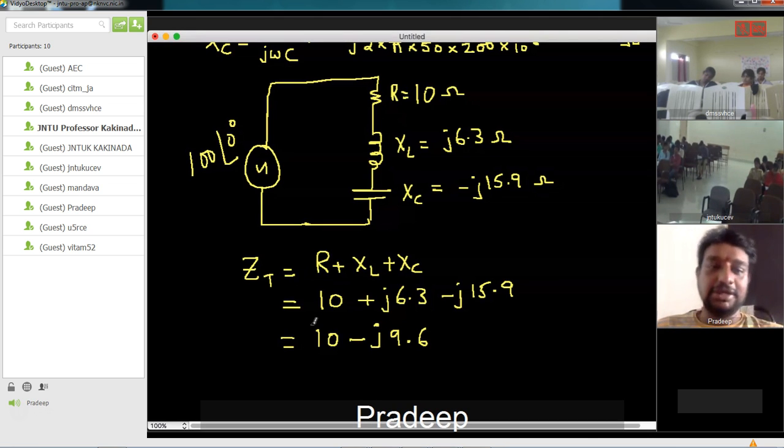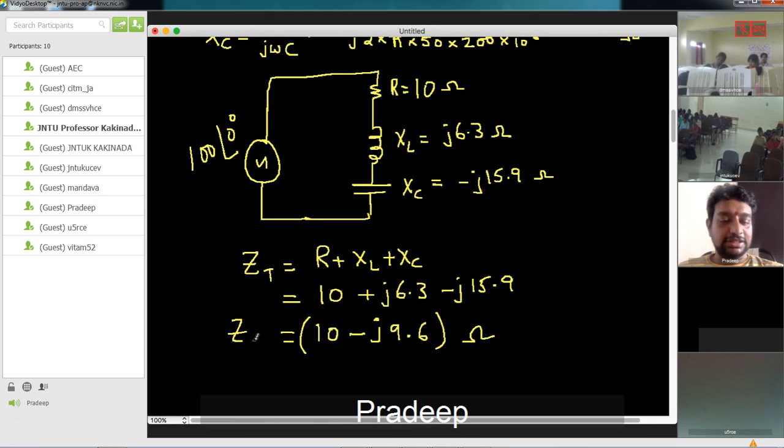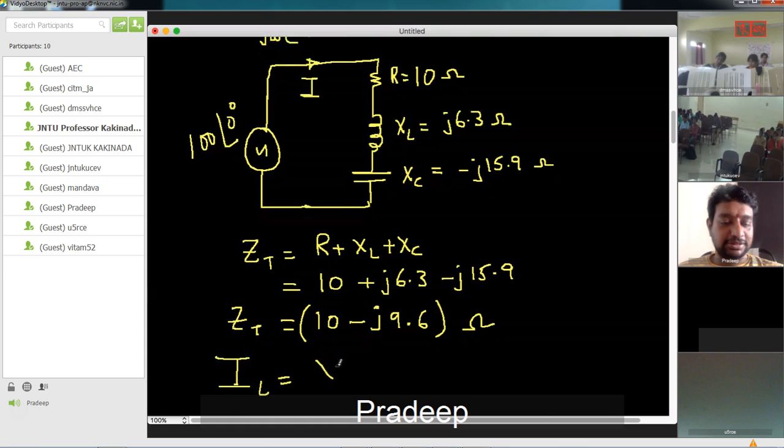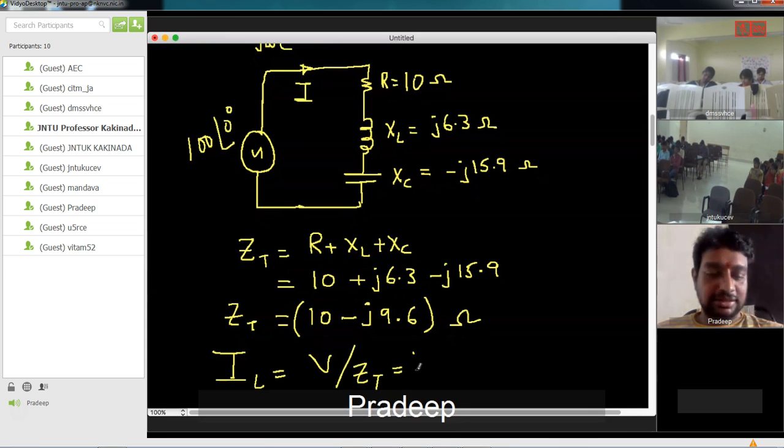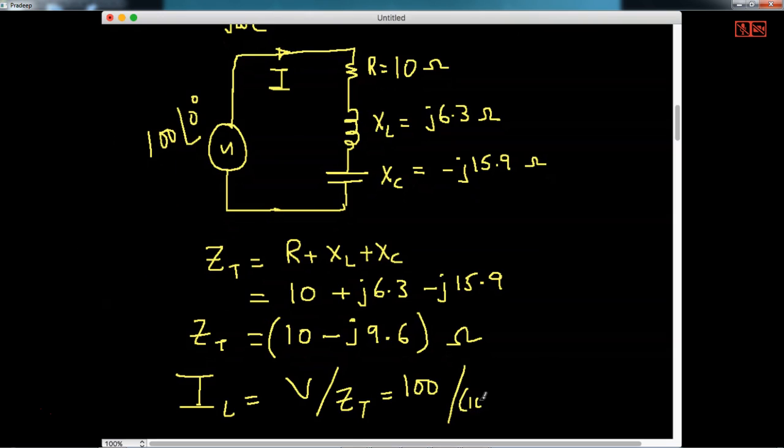Once you have the total impedance of the circuit, now I can find the current. So what is the current? Current is nothing but voltage divided by impedance, just a simple Ohm's law. So that is 100 at an angle of 0 degrees, so I can simply take 100, divided by 10 minus j9.6.